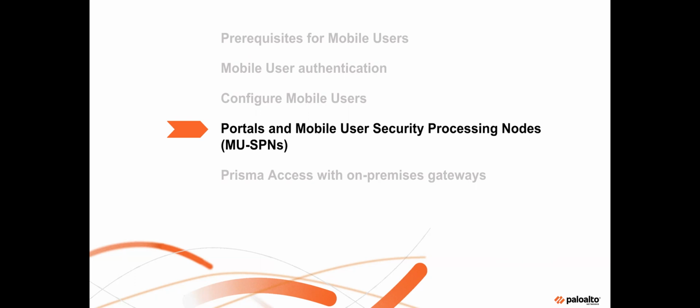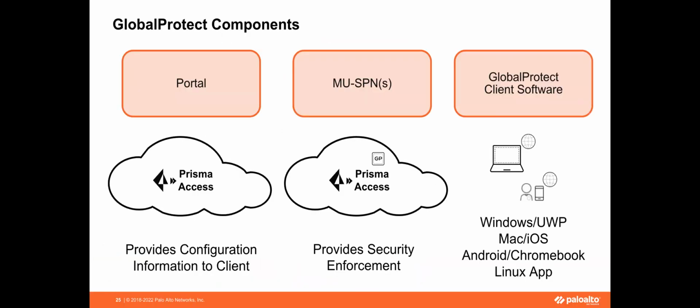Portal and mobile user security processing nodes, which means MUSPNs. In this section, it will describe how to configure the portals and the MUSPNs. The main three components for GlobalProtect are the portal, the MUSPN, and the GlobalProtect agent. Every mobile user connecting to Prisma Access will receive configuration, and this configuration will come from the portal. So the portal will govern how the GlobalProtect agent will function.